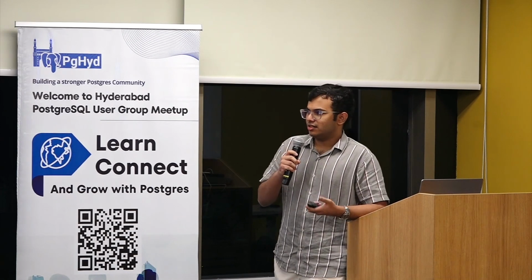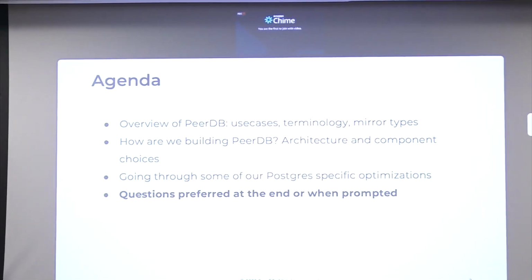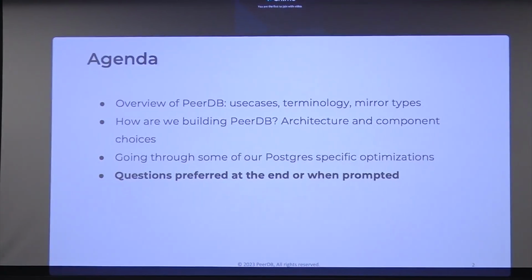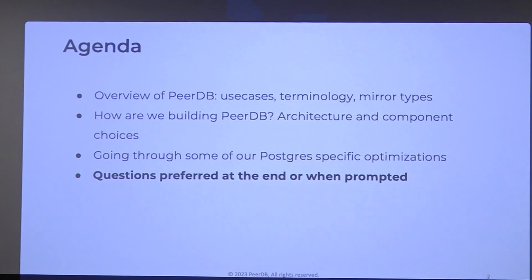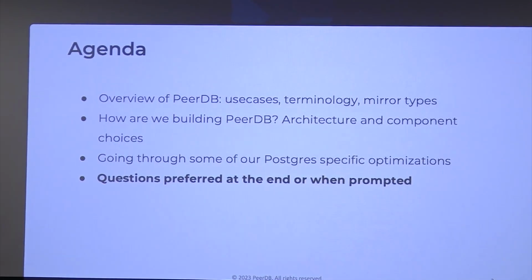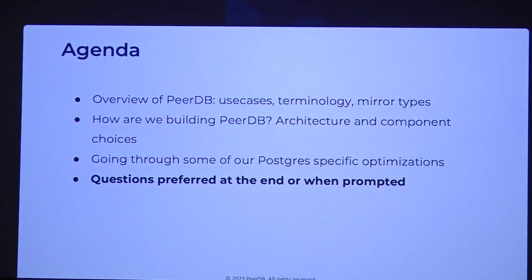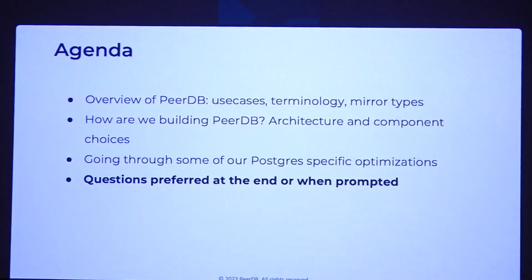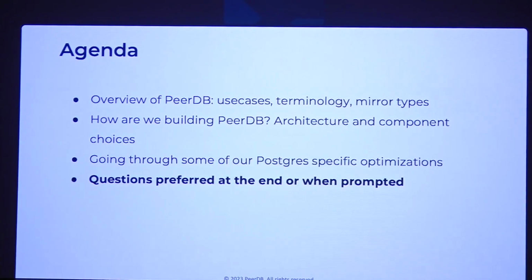So today's agenda: we'll begin by going over an overview of PeerDB. We'll talk about the use cases of such a tool, the terminology that we use, and some of our types of mirrors. We'll also talk about how we are building PeerDB, like what is our architecture and our component choices. Then we'll go through some of our Postgres-specific optimizations, and I would prefer questions at the end of the presentation or when I specifically ask for them.